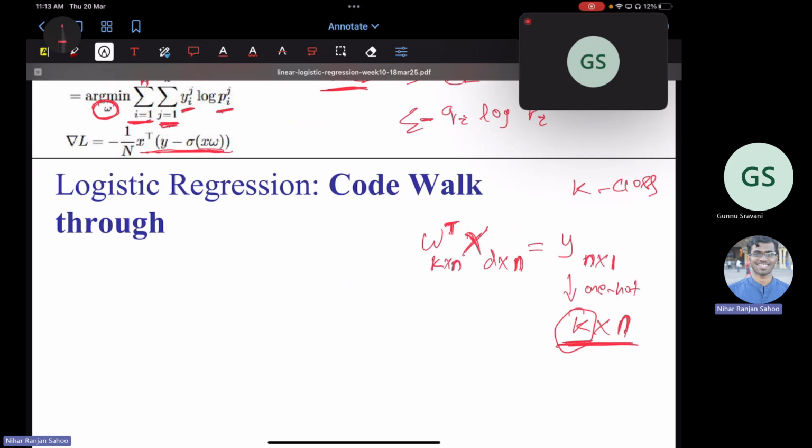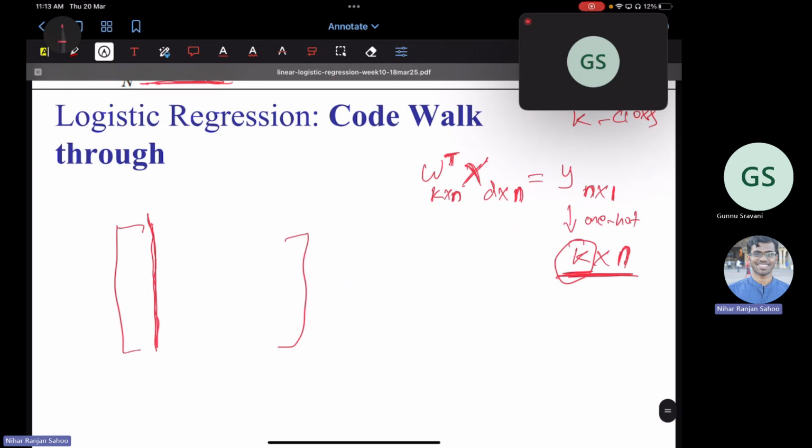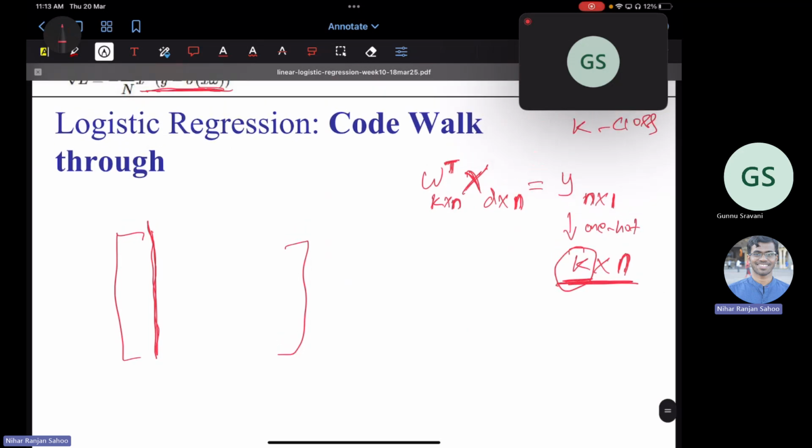What does w represent? Originally in binary logistic regression, we had only a single w vector, which has d parameters or d plus one parameters depending on the bias term. Now what do we have? We have k w's, right?